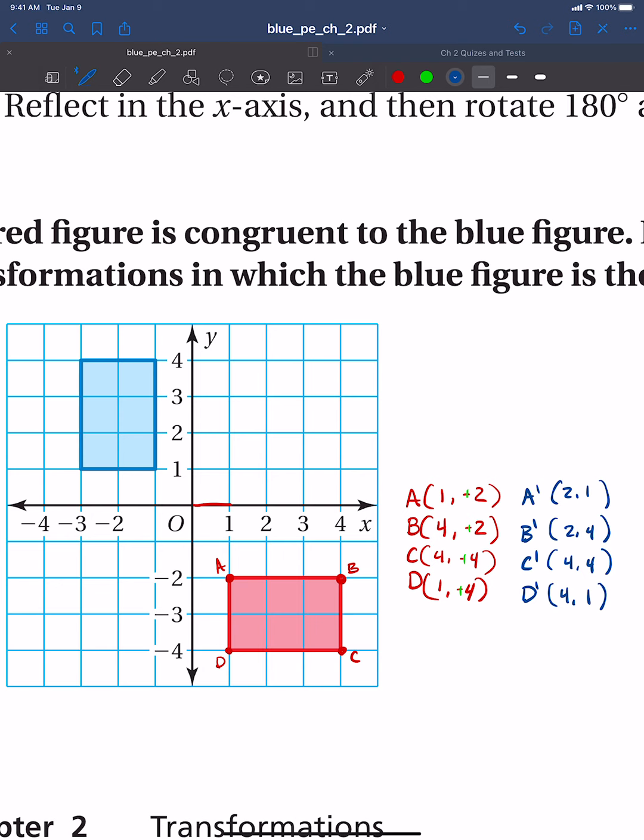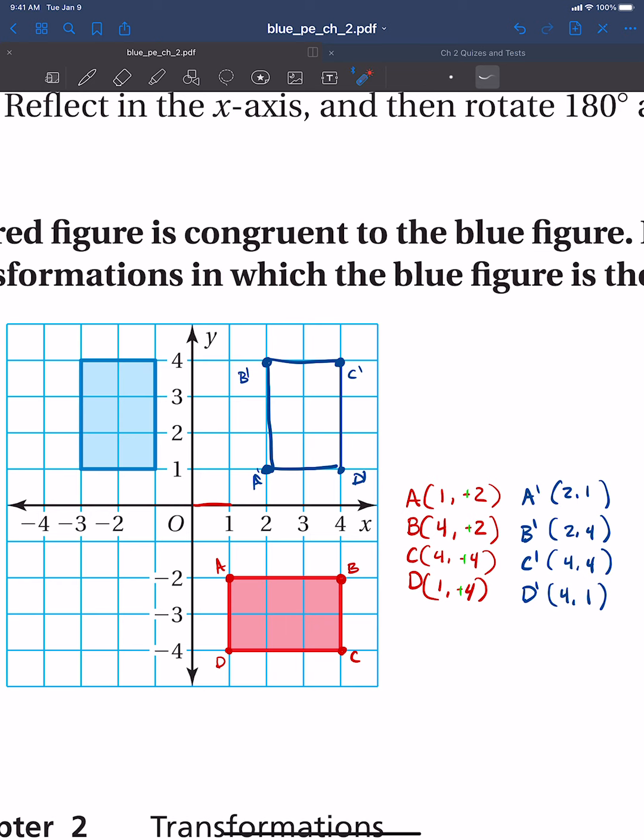So I've got over 2 up 1, that's my new A. Over 2 up 4, that's my new B. Over 4 up 4, that's my new C. Over 4 up 1, that's my new D. Now, we're looking good now, right? We have the right orientation. This is what we're looking for. Now it looks like a simple slide, right?